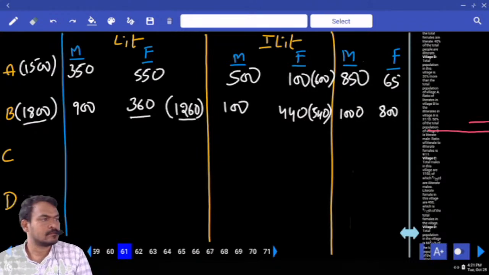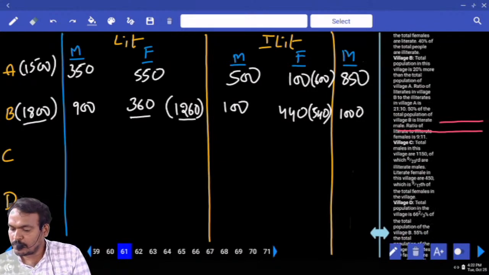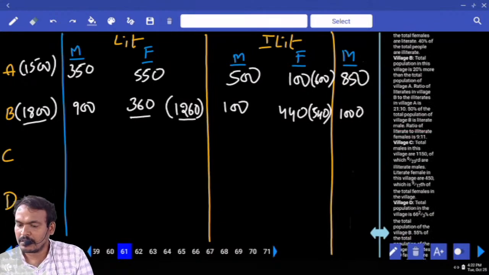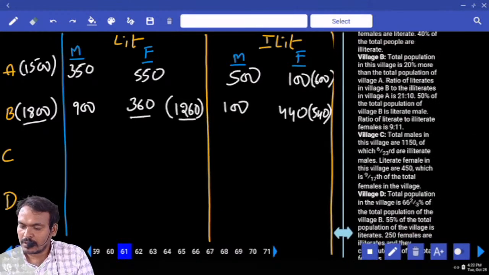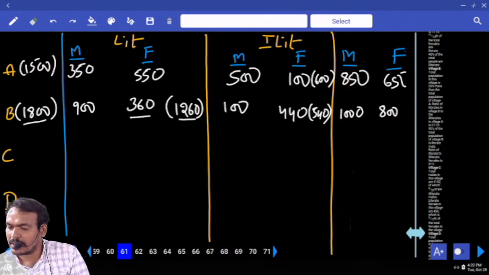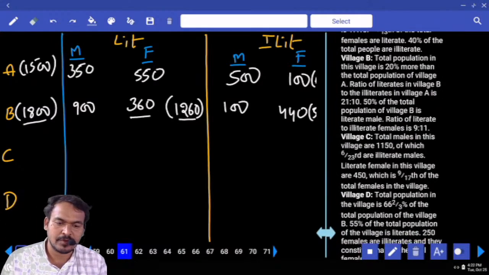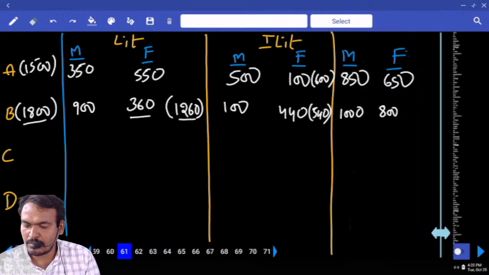Next. What is the next point? Village C. Total males in this village are how much? 1150. Total males are 1150.